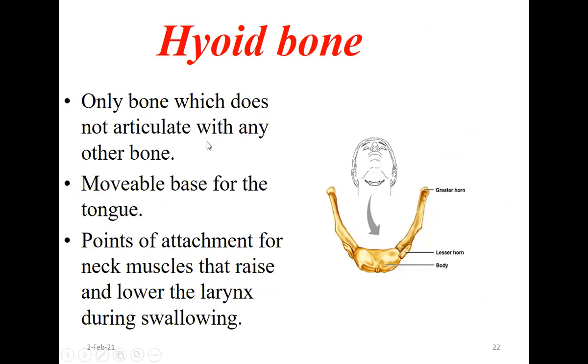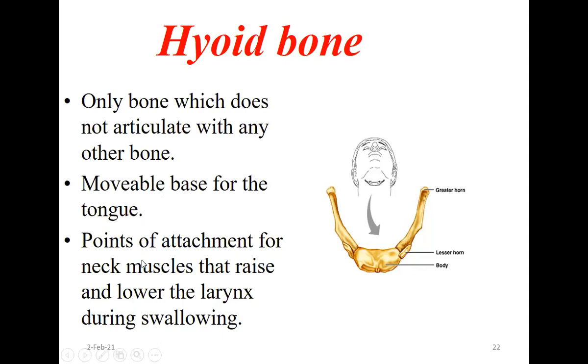Next, going to the hyoid bone. The hyoid bone is the only bone which does not articulate with any other bone. It is an independent bone in the neck, called the hyoid bone. It is a movable base for the tongue, so it gives attachment to the tongue. This is the bone present in the neck, here. This is called the hyoid bone.